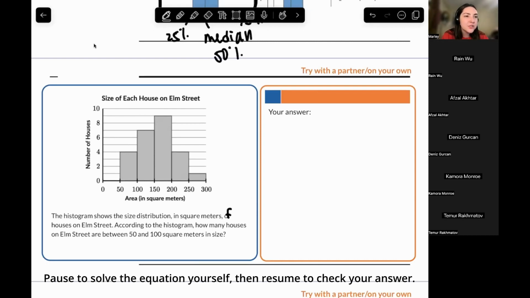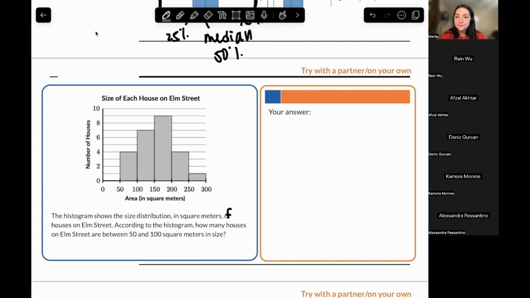I'm seeing some answers. Everybody is right so far. Alessandra, do you want to explain how you got your answer? I looked at the graph, and it's asking how many houses are between 50 and 100 square meters, and if you look, it shows 4. Right here, that 50 to 100 mark, it's just going to be 4.